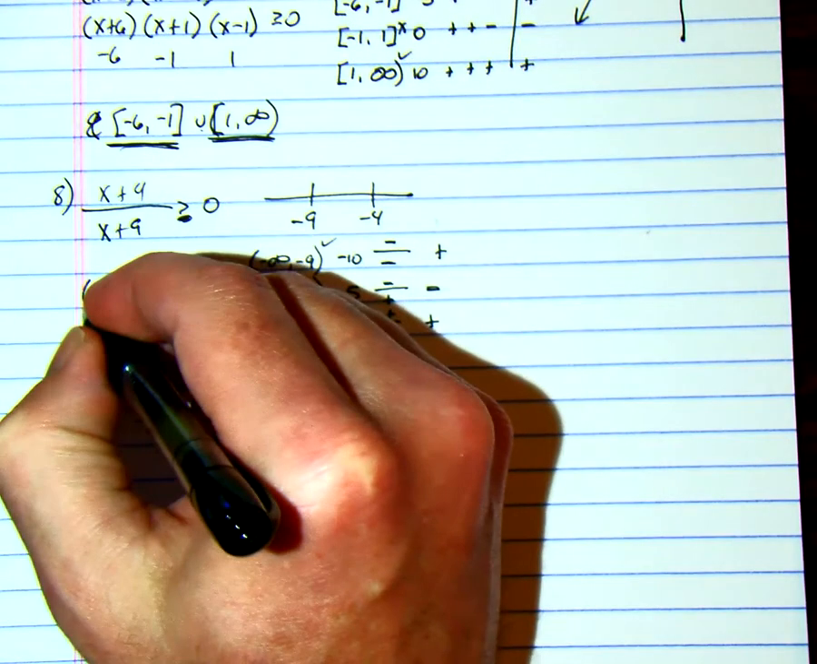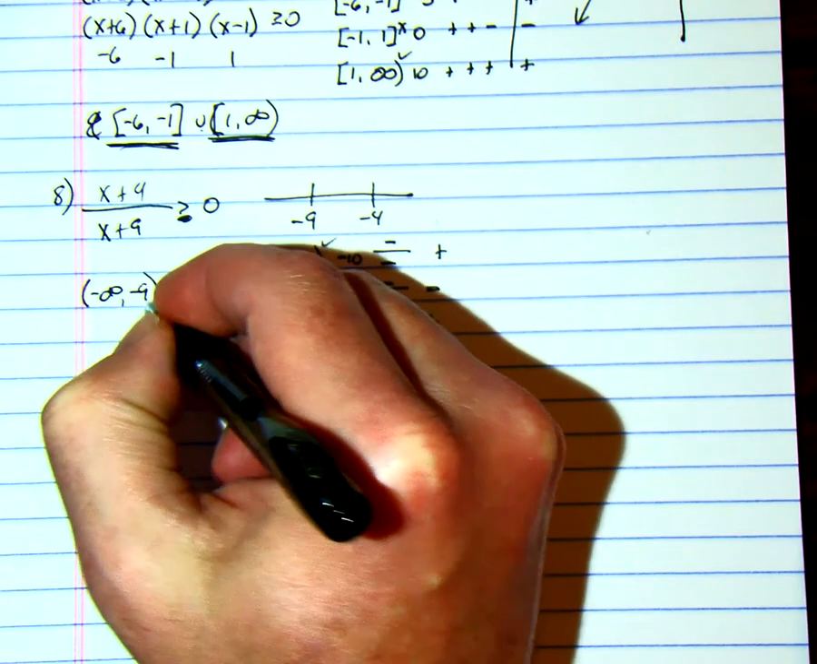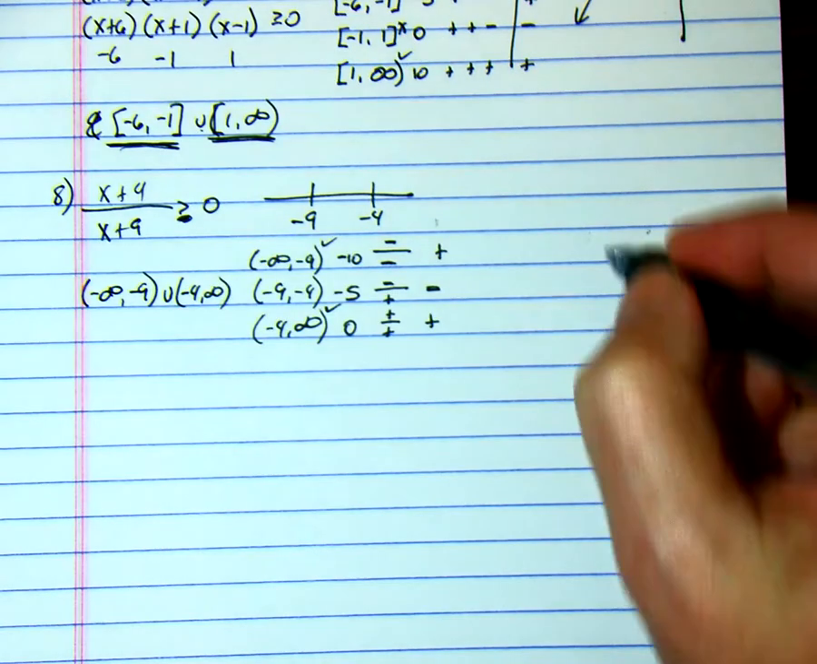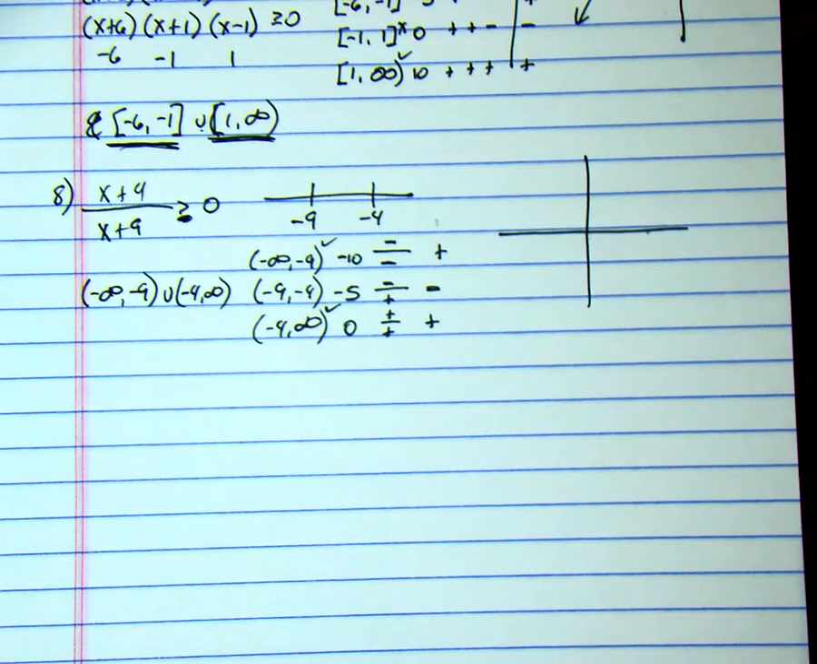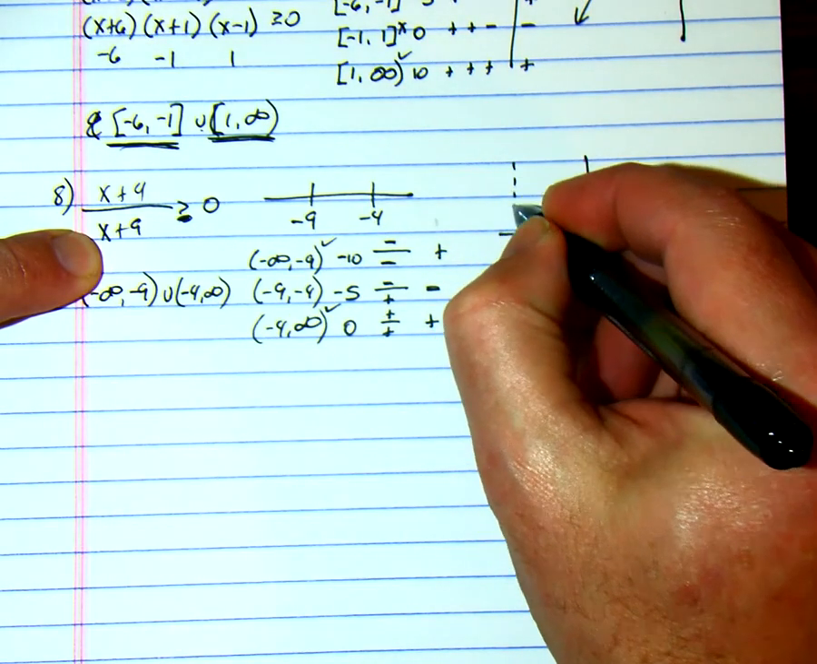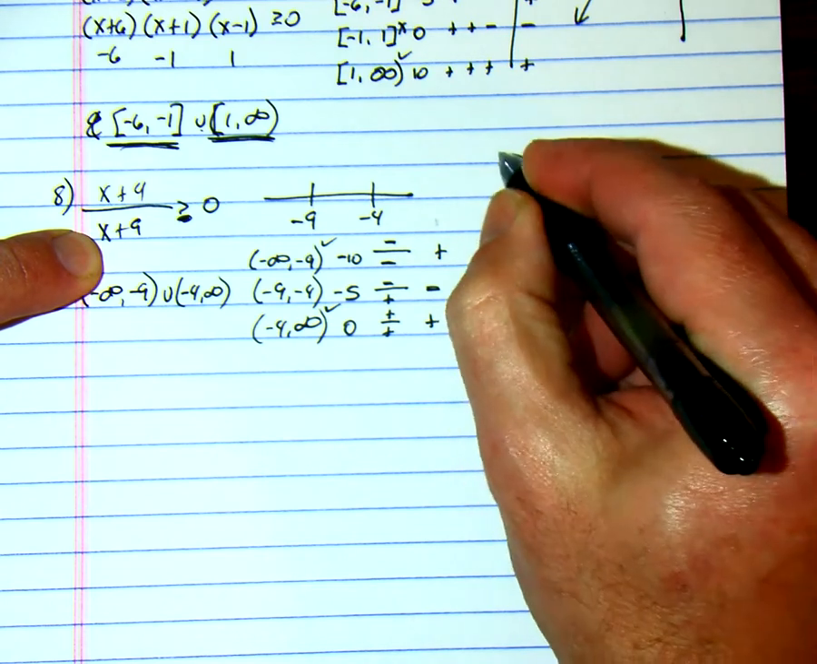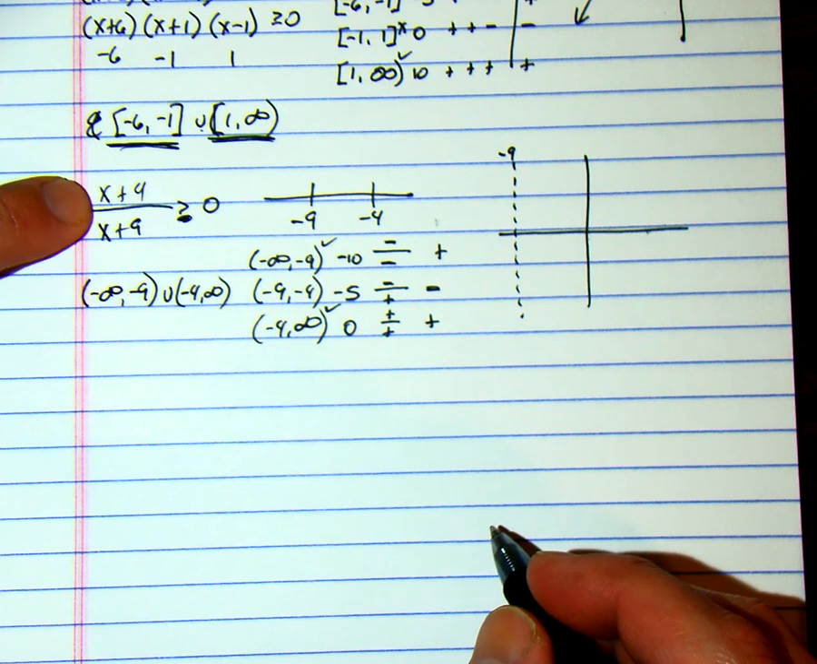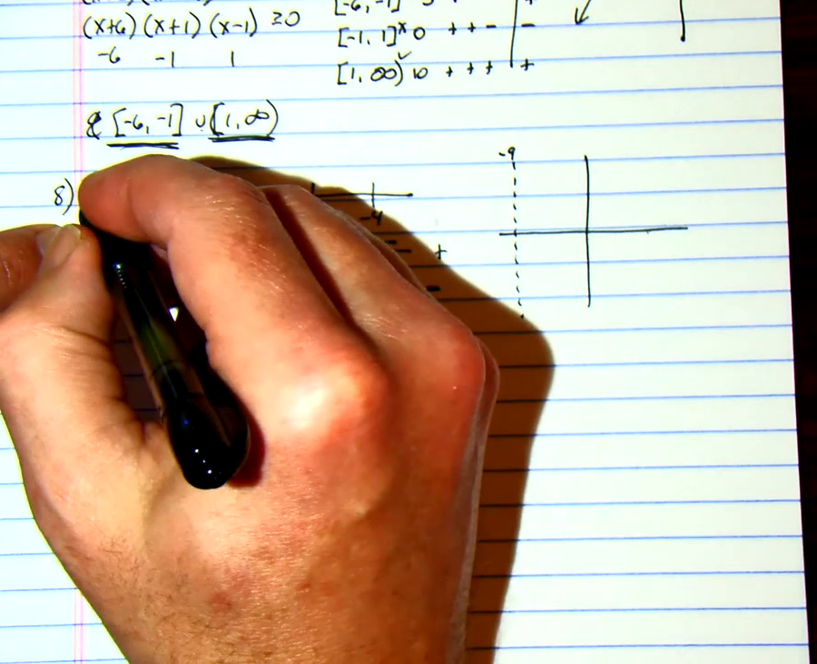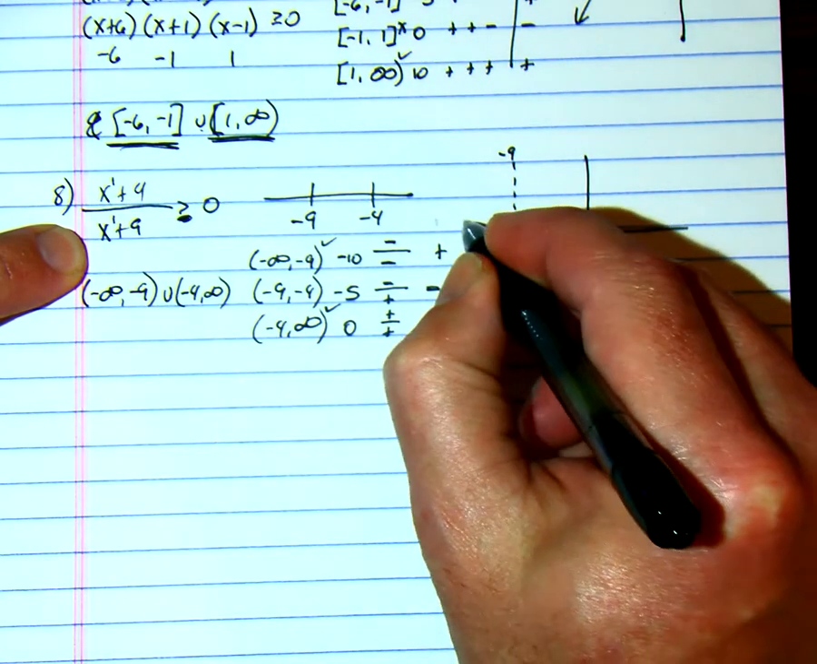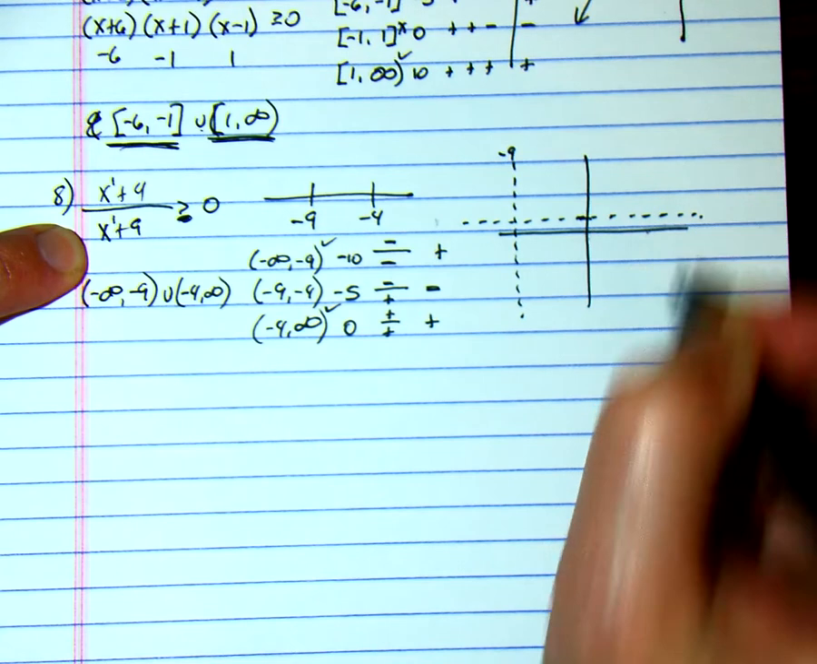So this is going to go from -infinity to -9. We're going to union that with -4 to infinity. Again, just reviewing my sketching of a rational function, this is my vertical asymptote at -9. That's going to be my vertical asymptote. Okay? This is going to be my horizontal asymptote. Since this is a 1 and this is a 1, my horizontal asymptote is going to be that ratio of 1 over 1. So I have a horizontal asymptote going through there.